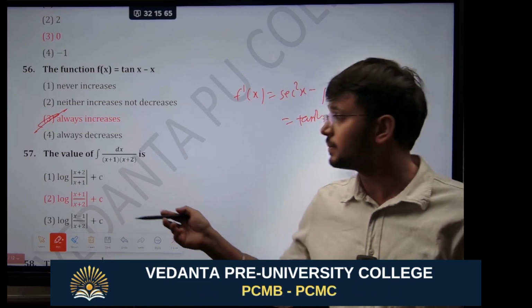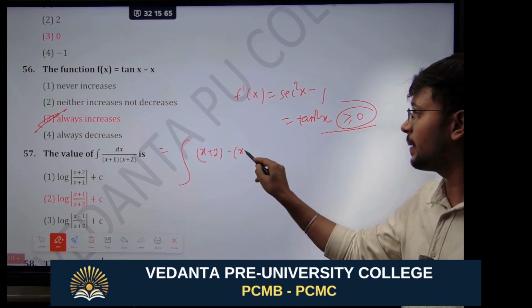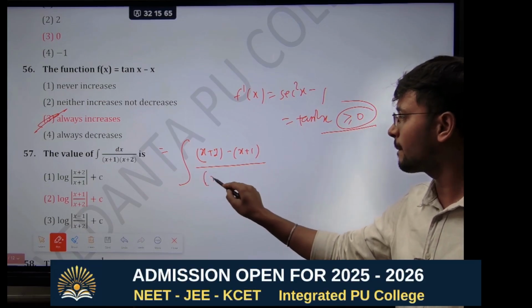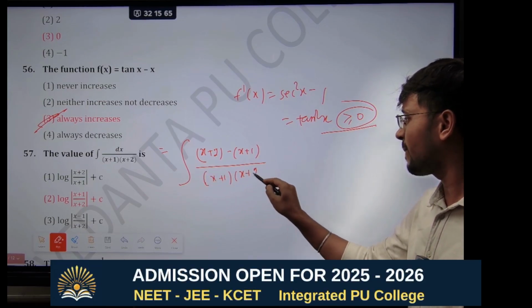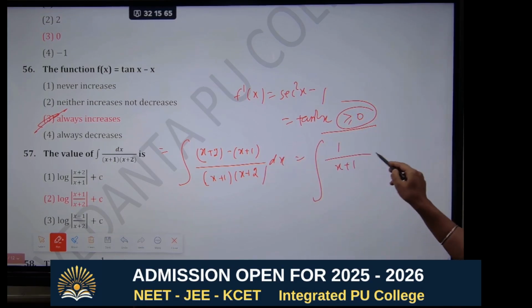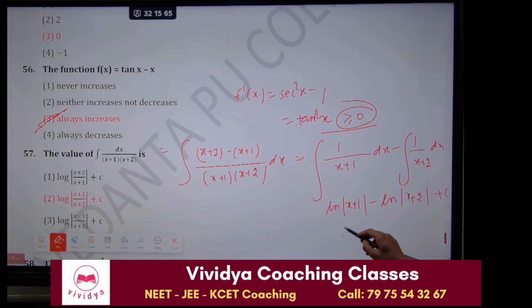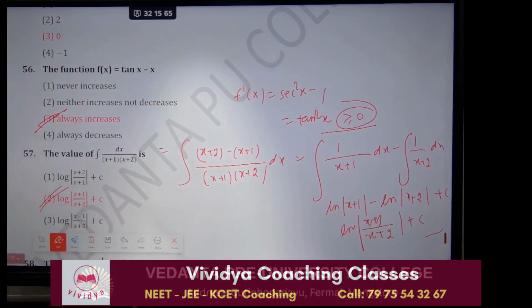Now let's check for this. Can I write this, the numerator is 1, so I can write like this. Now this can again be written as integral of 1 by x plus 1 dx minus integral of 1 by x plus 2 dx. So this will be ln x plus 1 minus ln x plus 2 and at the end a constant. By the properties of log, this can be written as ln of x plus 1 by x plus 2 plus c. Ln is basically log to the base e.